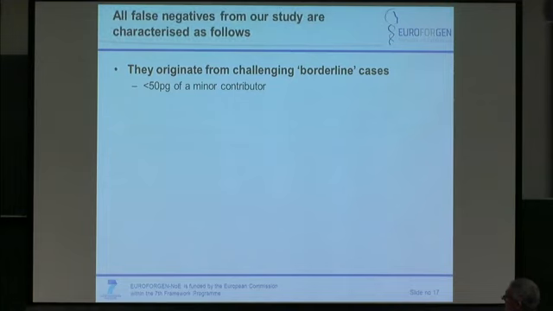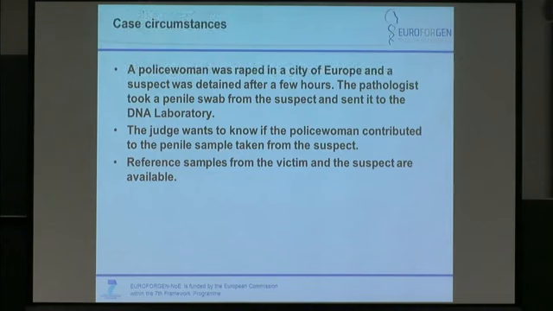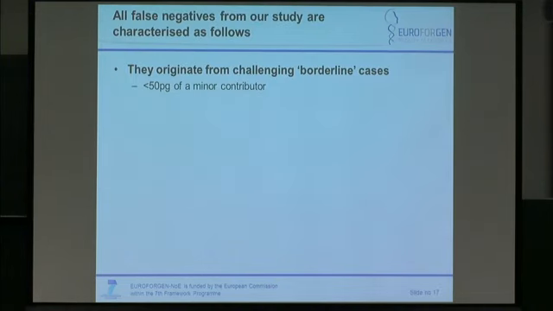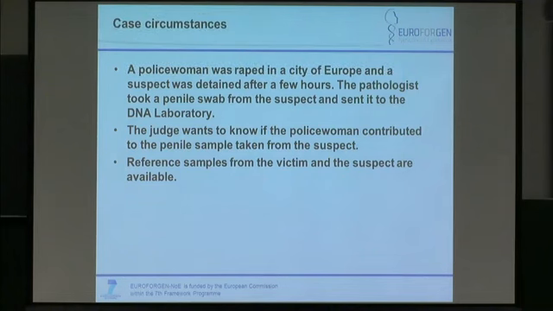And really, just to carry through, it's interesting to look at real examples. So what we found then, we went back into the data to find out where these false negatives were coming from with the qualitative model, because there are a fair number of them. And they all originate from challenging borderline cases where there's less than 50 picograms of the minor contributor. So let's just work through a case.